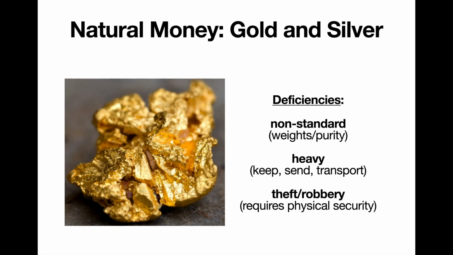So let's talk about natural money. Natural money usually includes gold and silver. They're good because we've been using them forever, but there are some problems with it. For example, the weights and purities are all over the place. You need a mint in order to standardize it. They're heavy, it's hard to keep, it's difficult to transport and send to people in large amounts, and it requires physical safety because it's vulnerable to theft and robbery.